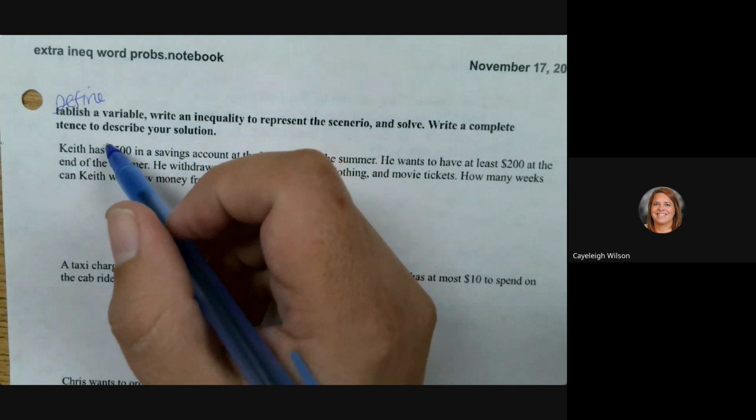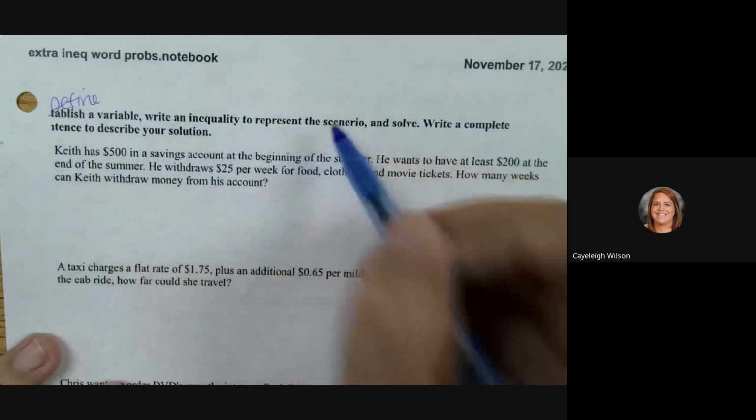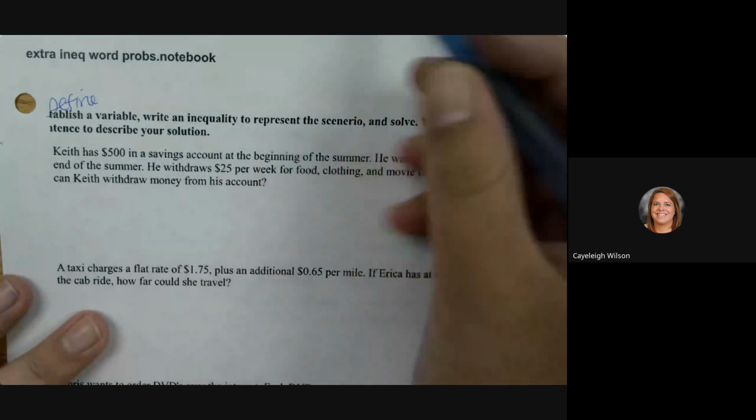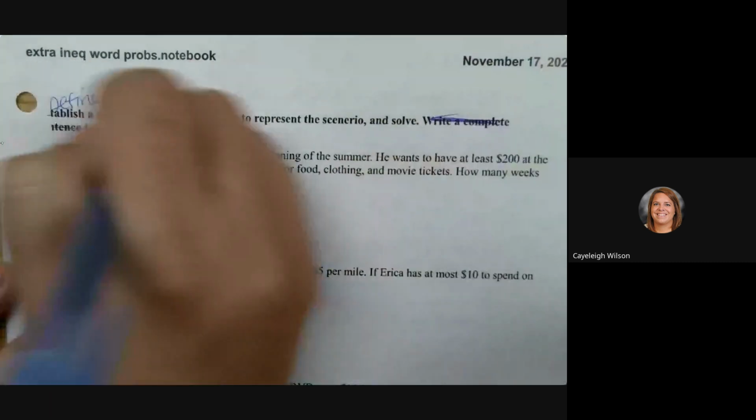Chromebook should be shut. Write an inequality to represent the scenario and solve. Write a complete sentence to describe your solution. We're not going to do that part.